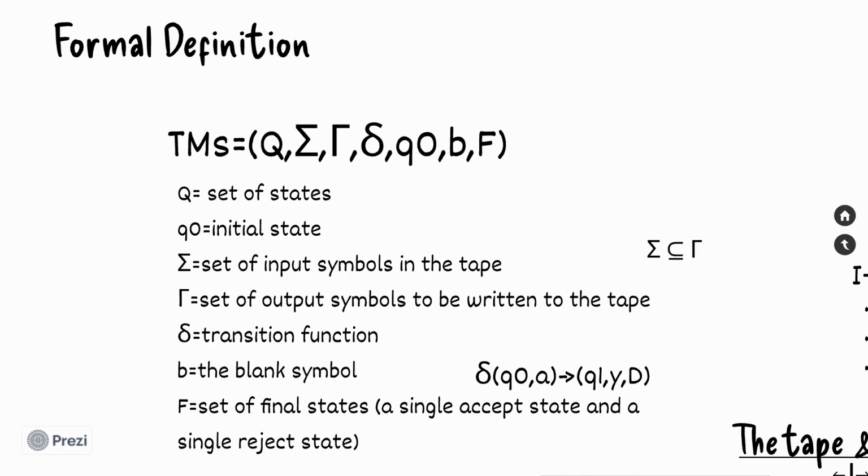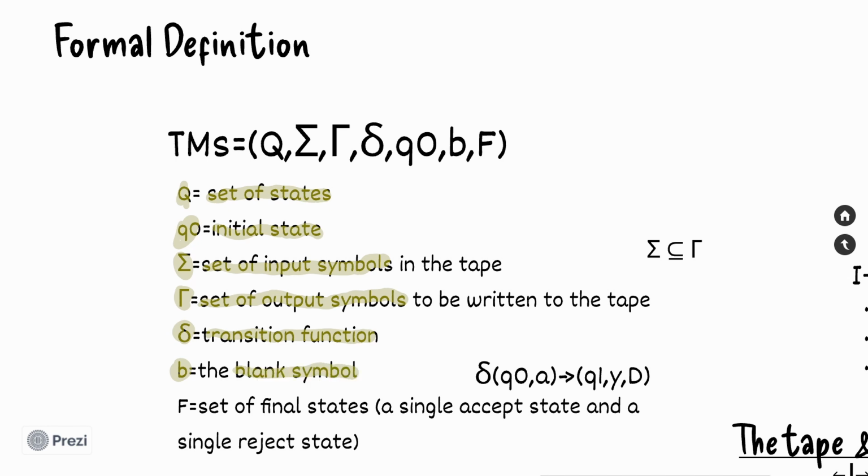Formally, Turing machines are defined using a 7-element tuple. Just like finite automata, Q represents the set of states, with Q0 as the initial state. Sigma represents a set of input symbols. Gamma represents a set of symbols that are to be written onto the tape. Lowercase sigma represents the transition function. B represents the blank symbol.